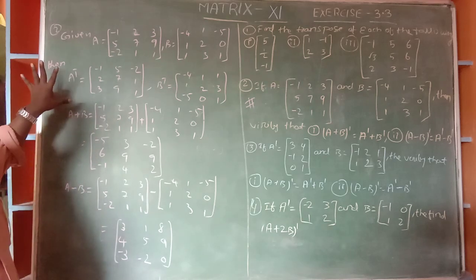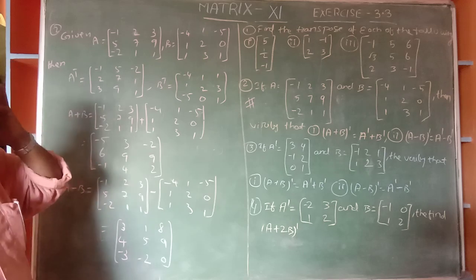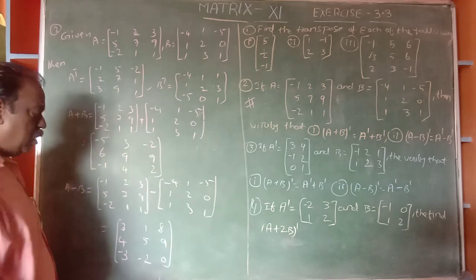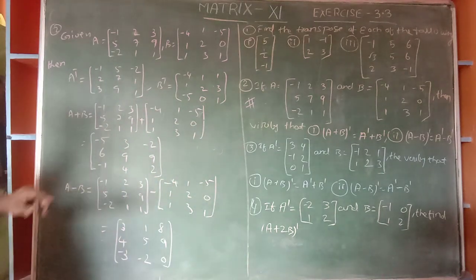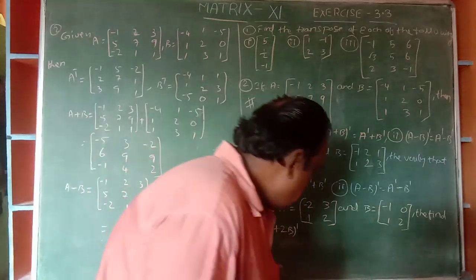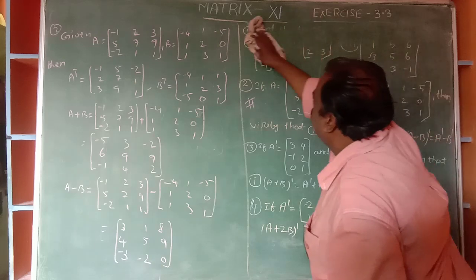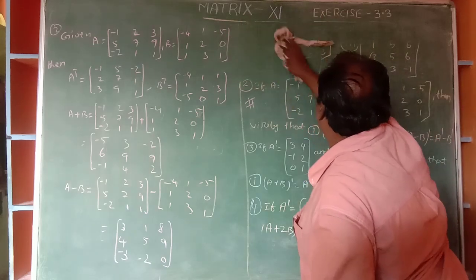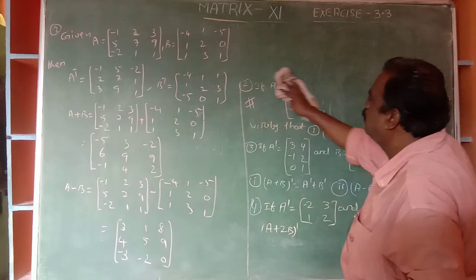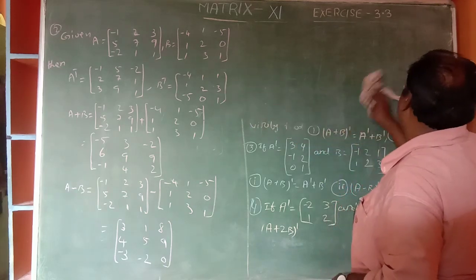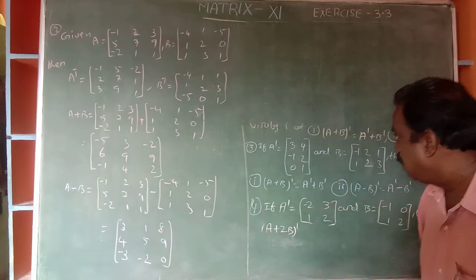Yes, okay. So A plus B and A minus B, A transpose, B transpose, everything is there. Now I arrange the first problem. And this one also is already there. So we have to verify. We have to verify this one.